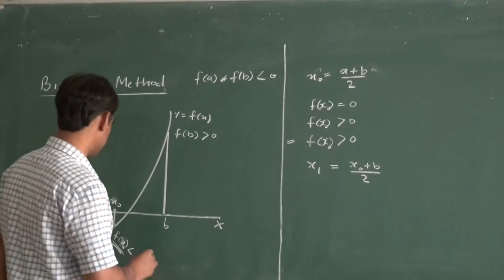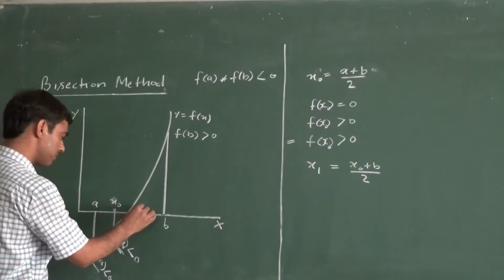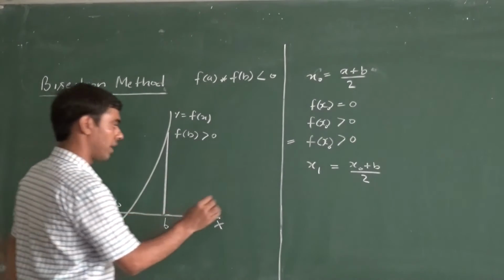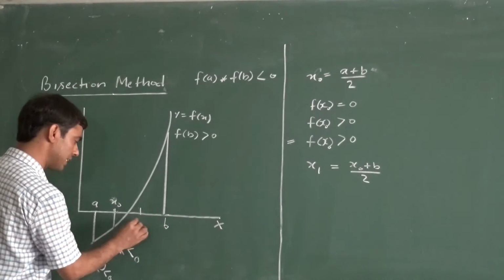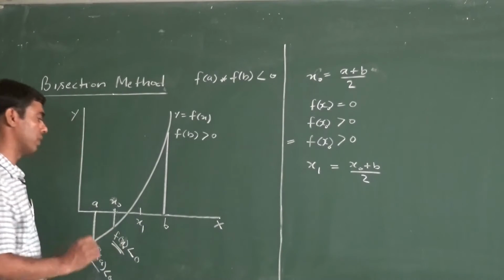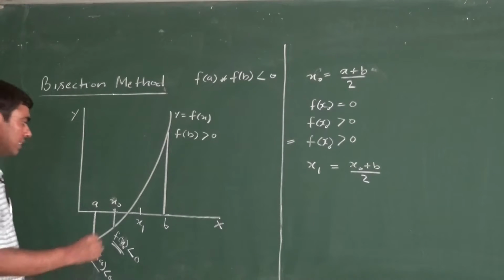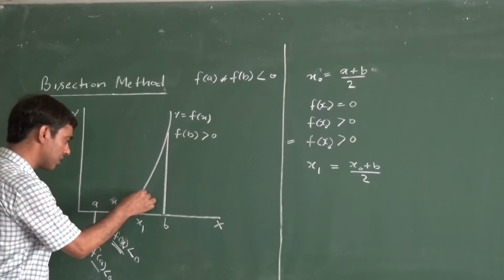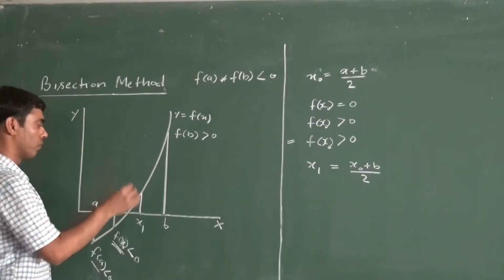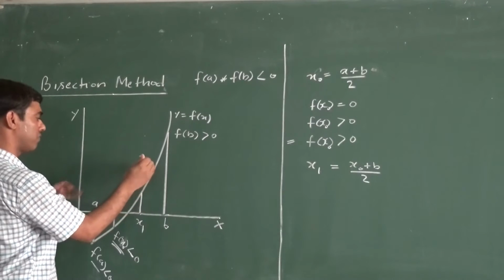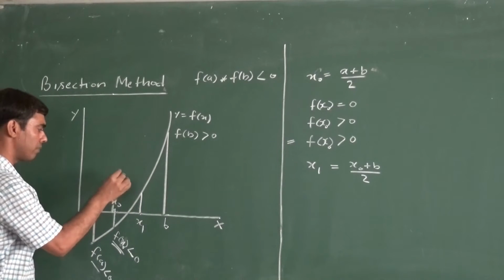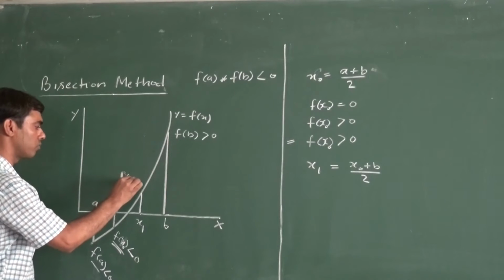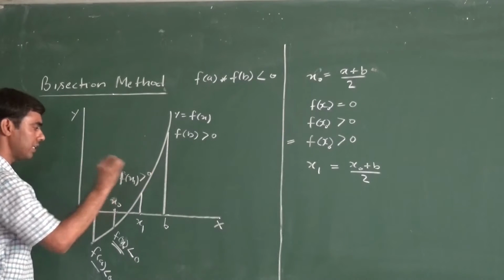So in the next iteration, suppose x1 lies between x0 and b. Then obviously, at this point, what is the value of the function? This is in the first quadrant. In the first quadrant, what is the value of the function? The value of the function f(x1) is greater than 0.